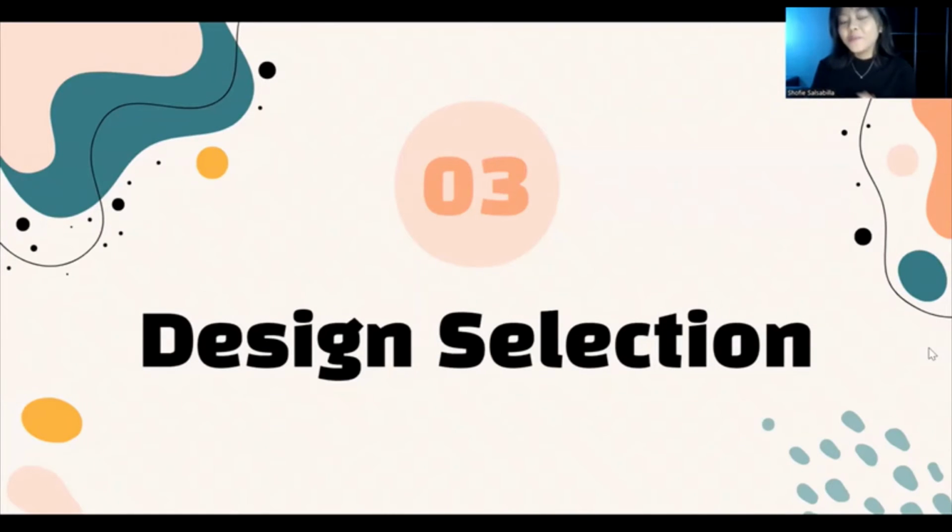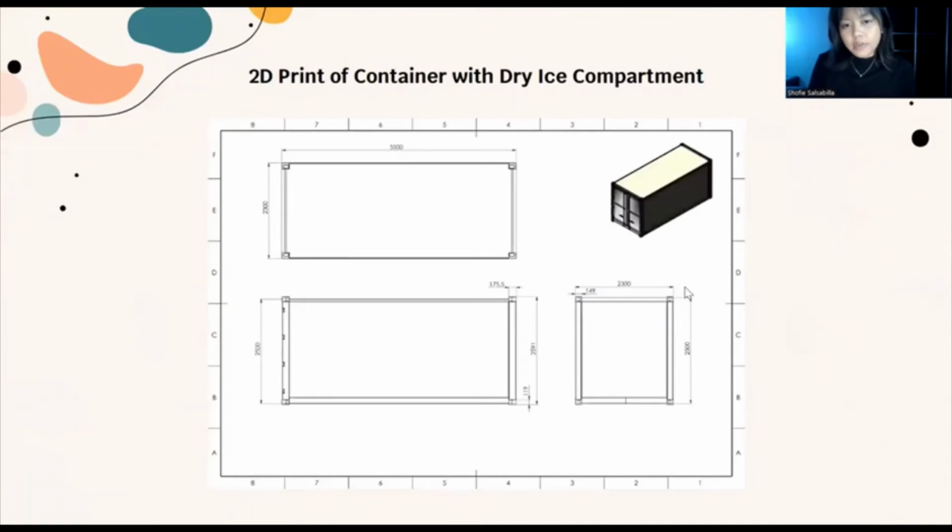All right, so moving on to the design selection of our dry ice compartment within the container. As you all know, we've been given requirements for the dimensions of this container, which is, if you see here, 5.5 meters in length, 2.3 meters in width, and also 2.5 meters in height. And this is the 2D print of the container with dry ice compartment, which here you have the top view, side view, and also the front view.